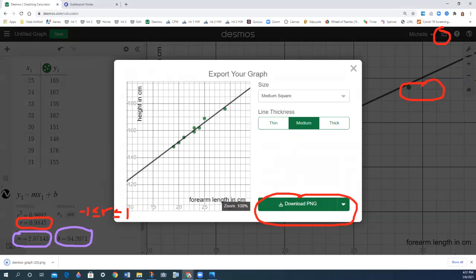Mine downloads to the download folder on the Chromebook. It probably is going to download to your Google Drive, and when you go to your Google Drive, it'll be under images.